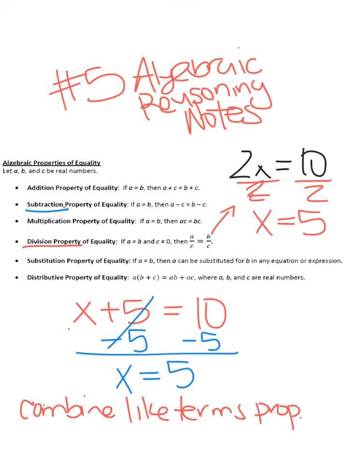There is actually one more property that I want you to add to this list, and it's right here. It's the combine like terms property. So if you had, for example, two variables on the same side that you have to get together, or even two variables on different sides that you have to get together, the rule that we would use, that property, is going to be combining like terms. All right, let's move on.